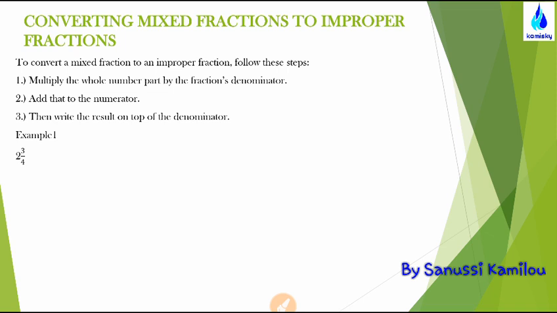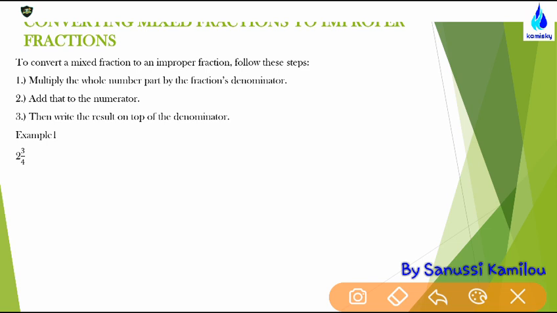So I'm going to solve the first example over here for you to see how we are going to put all these steps into practice. So take your pen and your jotter. As I'm doing, you follow me. The first question is 2 whole number 3 over 4. They say we should convert it into an improper fraction. 2 whole number 3 over 4.